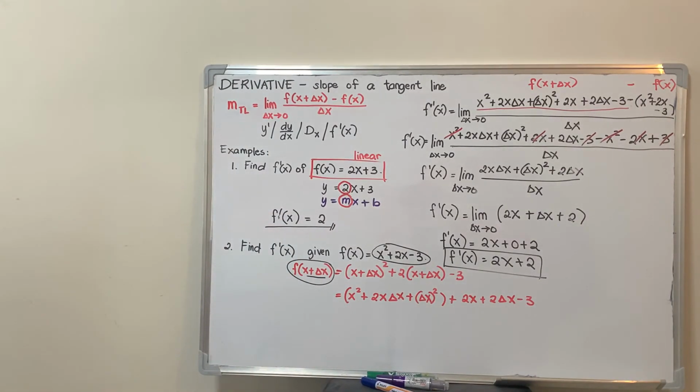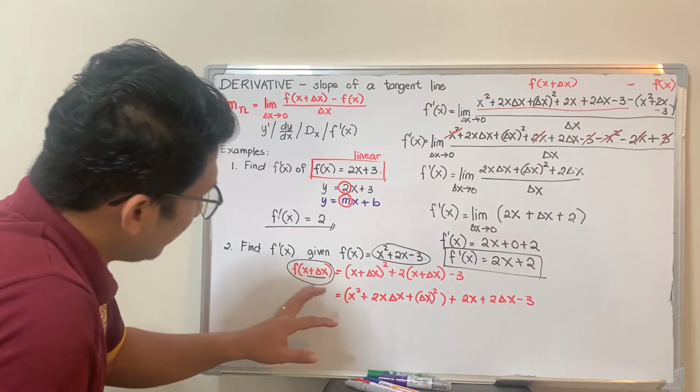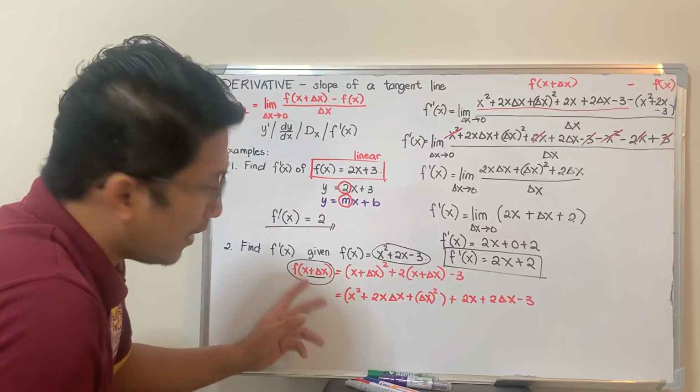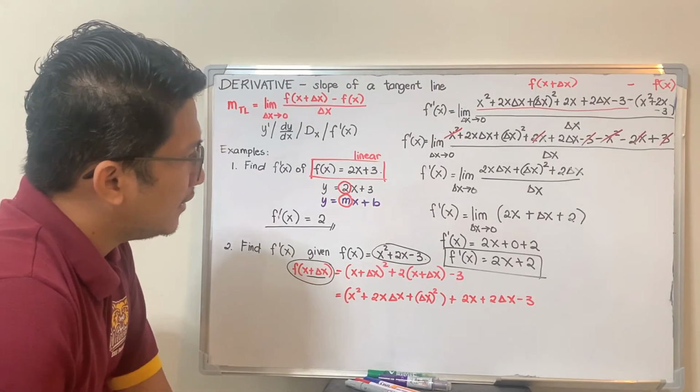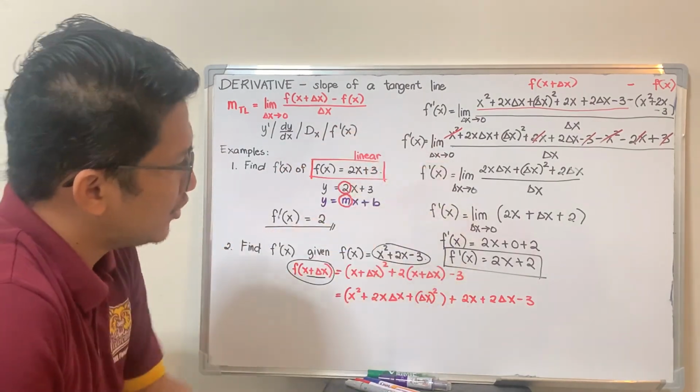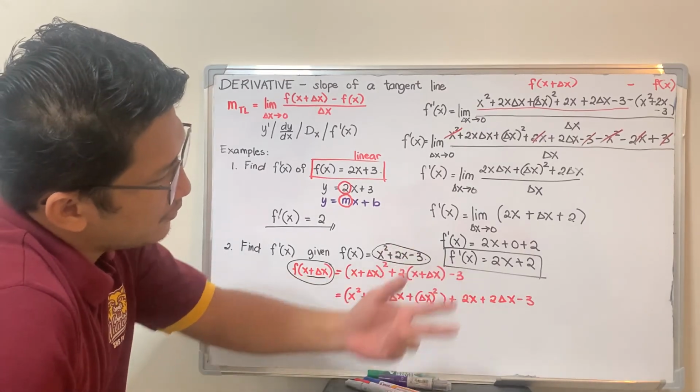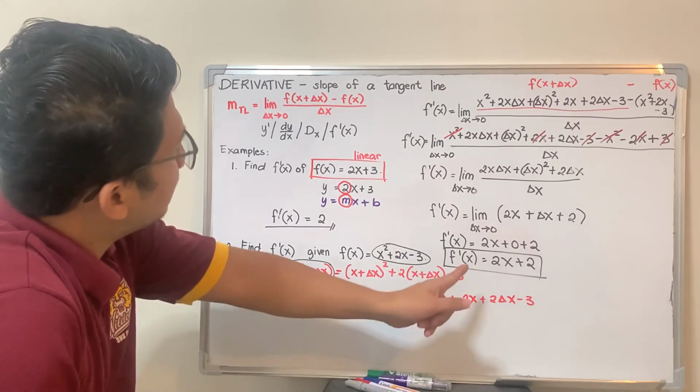Okay? So it's quite long, but I think it's manageable. What you need to do is get f of x plus delta x first. And then you use the formula, substitute, do algebra. Then, of course, you will come up with the simplest form here, like this one.